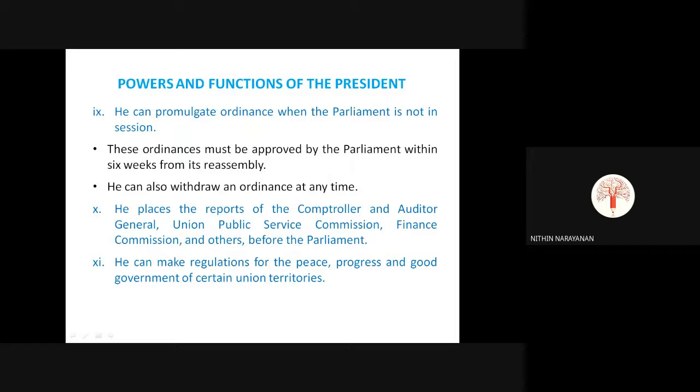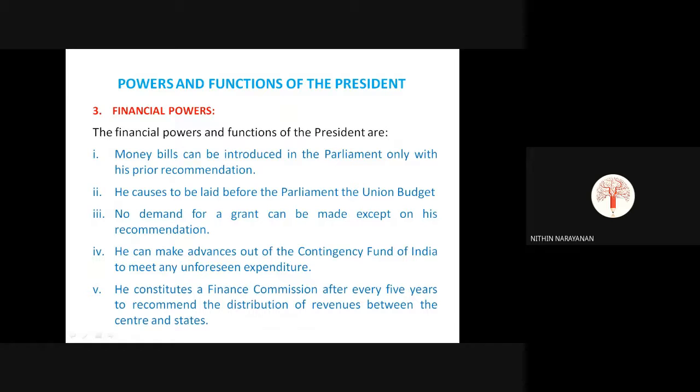He places the reports of the Comptroller and Auditor General, Union Public Service Commission, Finance Commission, and others before the parliament. He can make regulations for the peace, progress, and good government of certain union territories. So these are the different legislative powers of the president. He has different executive powers in executive matters, and different legislative powers in legislative matters.